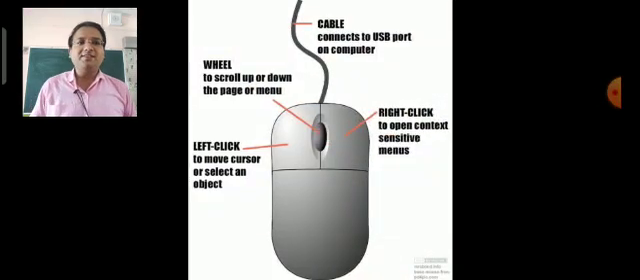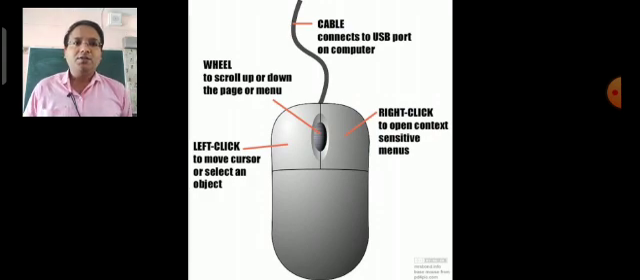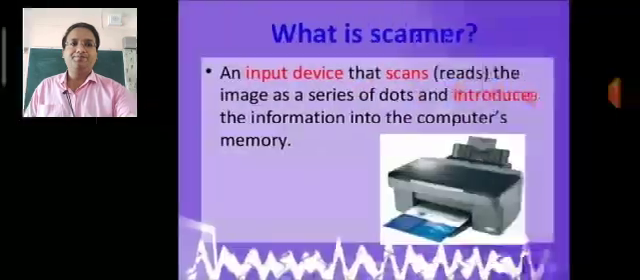So, here you can see the image of a mouse. Left click to move the cursor or select an object, right click to open context sensitive menus. One wheel is there to scroll up or down the page or menu, and one cable is there that connects to the USB port on a computer.